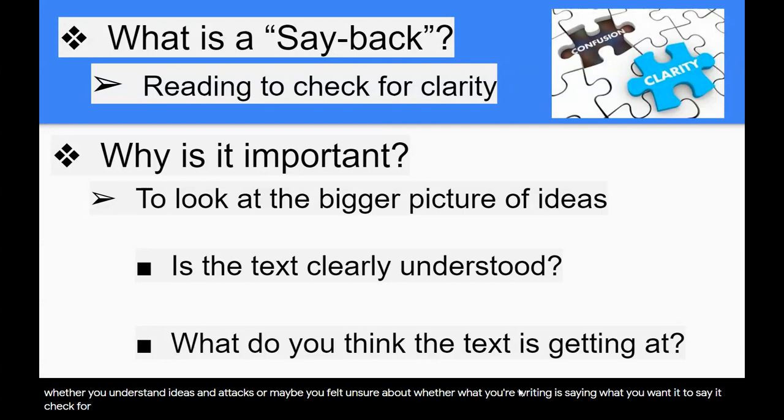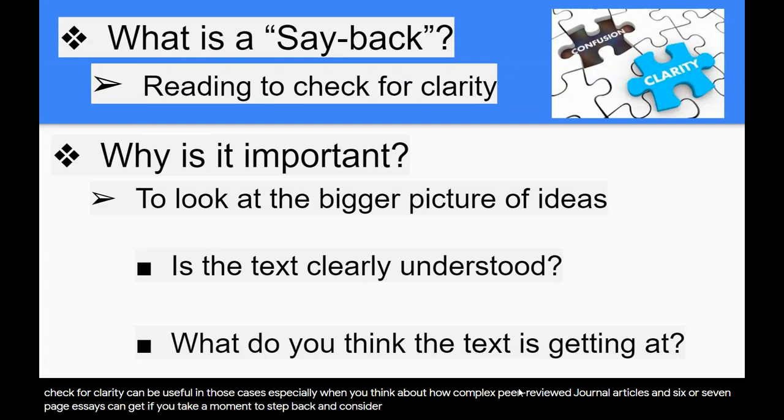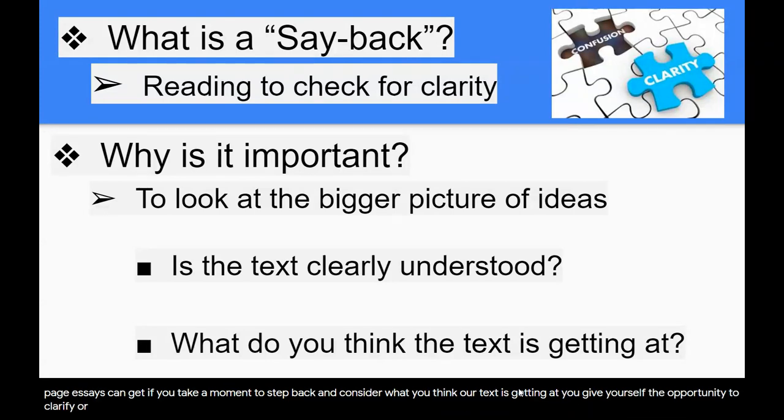A check for clarity can be useful in those cases, especially when you think about how complex peer-reviewed journal articles and 6 or 7-page essays can get. If you take a moment to step back and consider what you think a text is getting at, you give yourself the opportunity to clarify or say back the larger picture instead of getting stuck in the details.